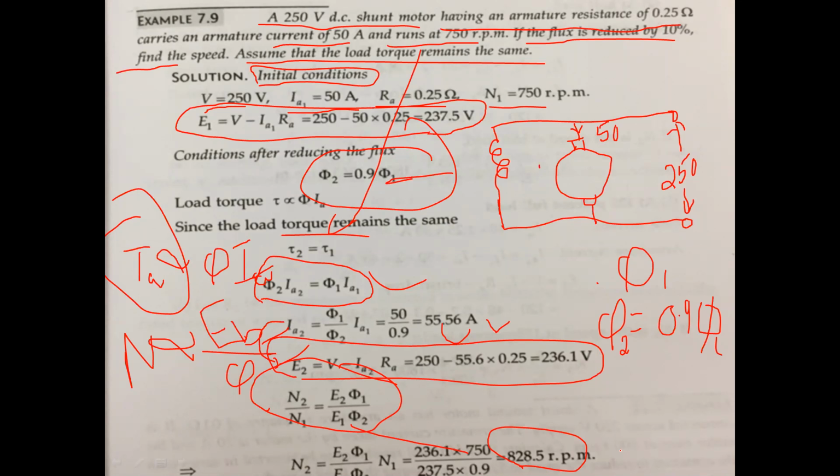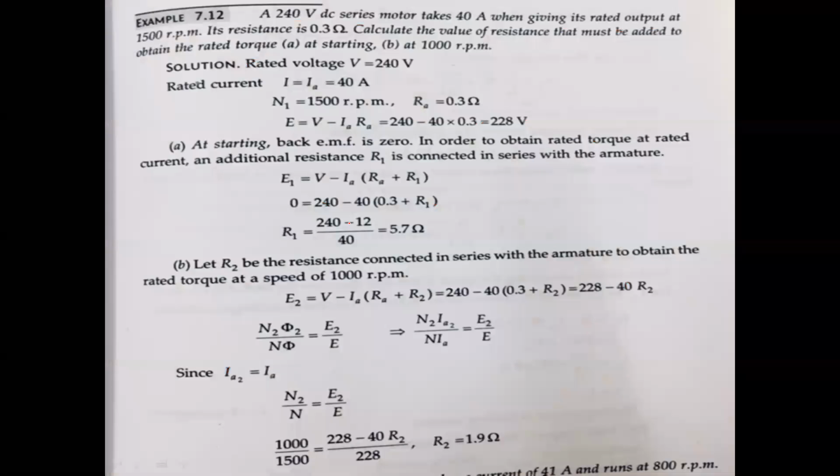So this is the second problem. The given conditions are flux is reduced by 10% and torque remains same. If it is not given whether torque remains same, take the assumption that torque remains same. This problem is based on a DC series motor.